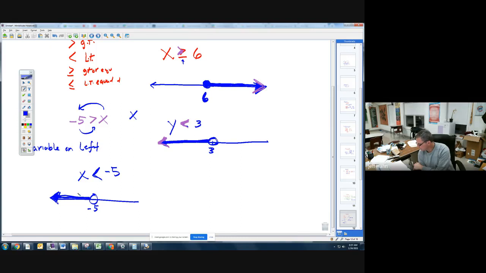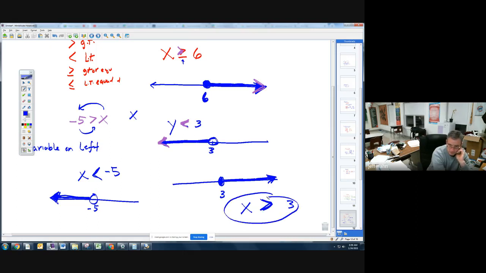I don't really see anything else, other than they're also going to give you the graph, and you're going to have to tell what the inequality is. If it shows 3 and colors in this side over here, you put your x there and your 3 there, and x has to be numbers that are greater than 3. So it goes this way. X is greater than 3. Oh, and it's equal to 3.